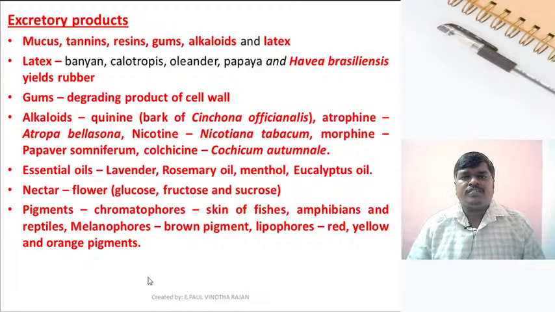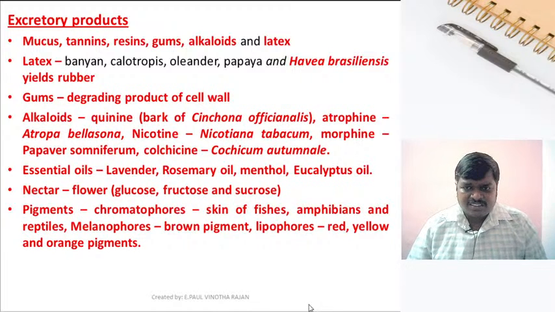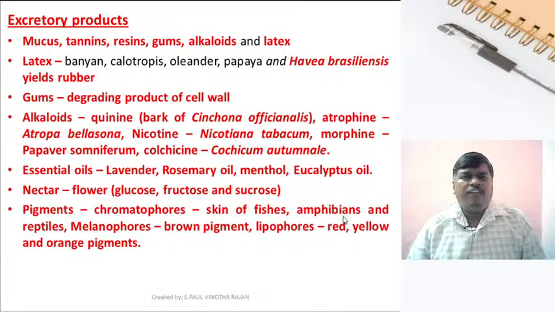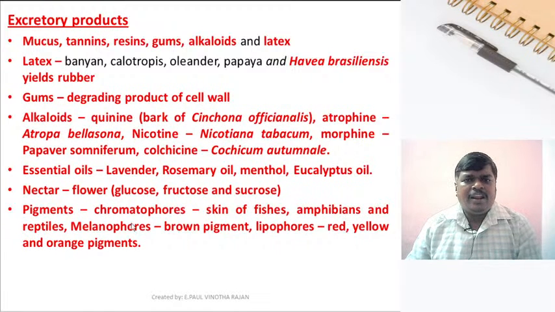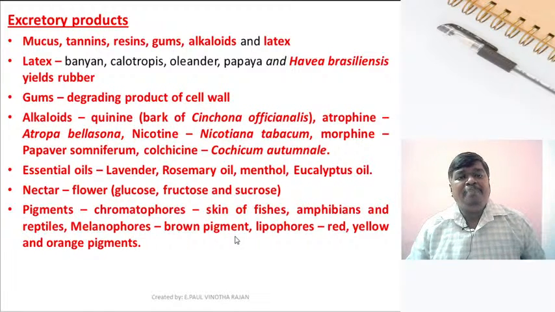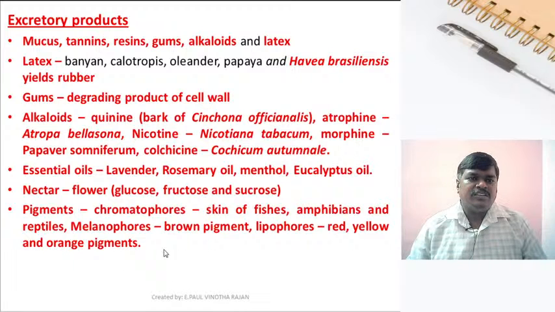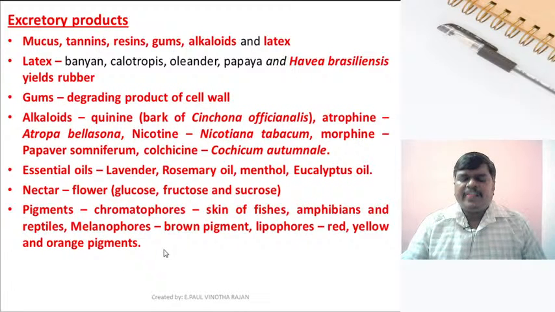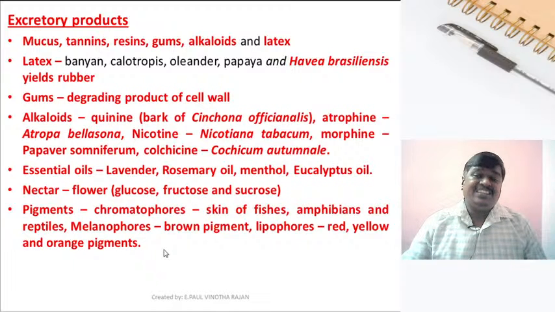And pigments, chromatophores. In the case of fishes, the skin of fishes has various colors. Similarly, the amphibians and reptiles. Melanophores are called brown pigments. Lithophores are red, yellow, and orange pigments. These are all pigments that are excreted, which are present in the cell cytoplasm.